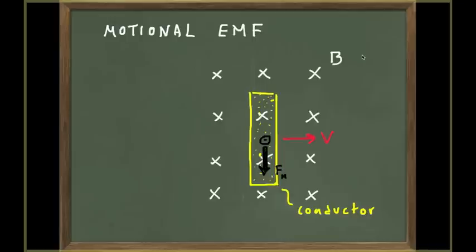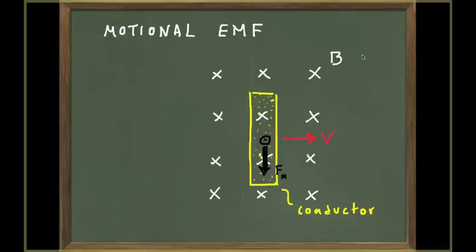The answer is yes, right? If you have an electron, I'm going to draw a little electron here. Since the electron is inside that bar and the bar is moving, the electron has a velocity, the same as the velocity of the bar, right? If you have a charge moving in a region where there is a magnetic field, what happens to the charge? It would experience a force, right?